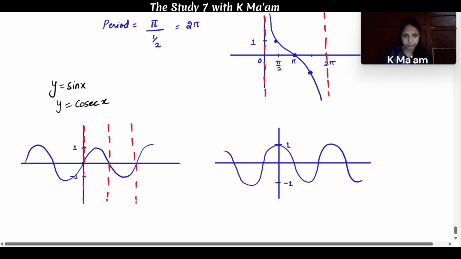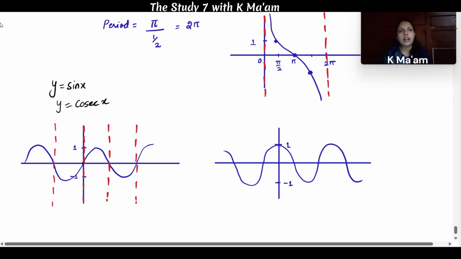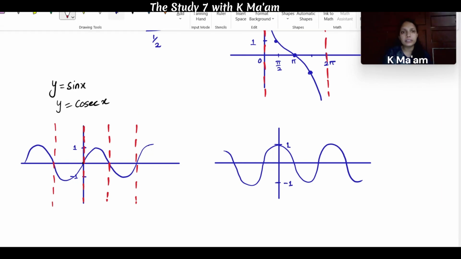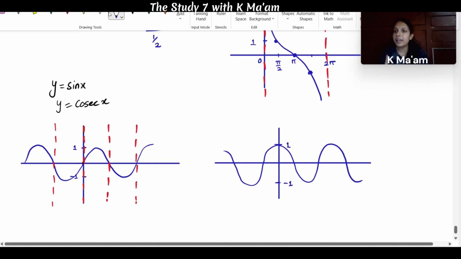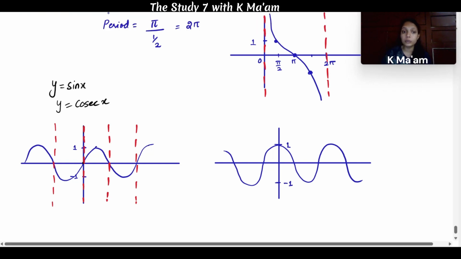Like this. Okay, here. This is also undefined at negative pi. How to graph other points? Sine at pi by 2 is 1, so the reciprocal of 1 is also 1. So at pi by 2, cosecant is also 1. At 3 pi by 2, cosecant is negative.